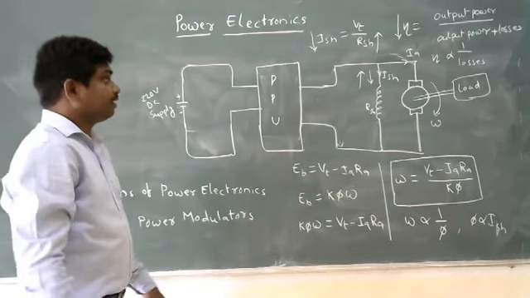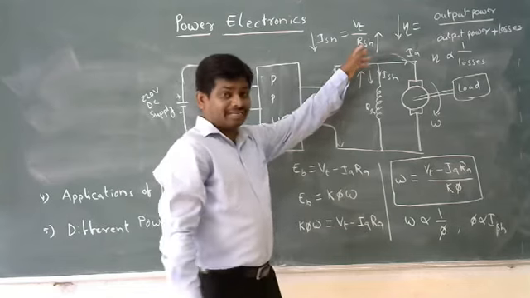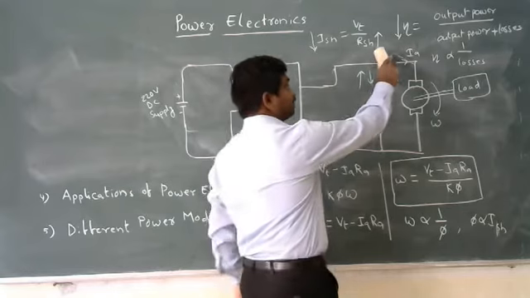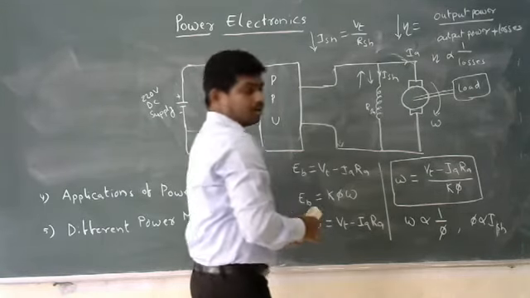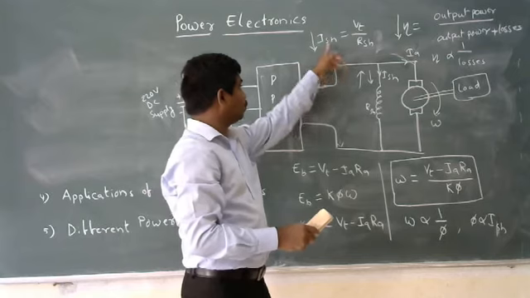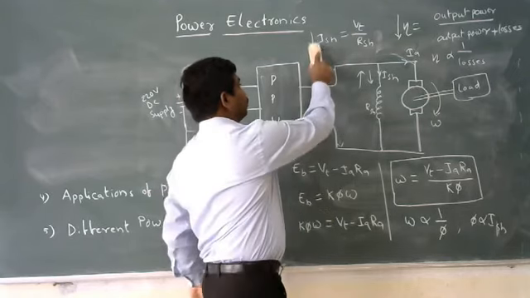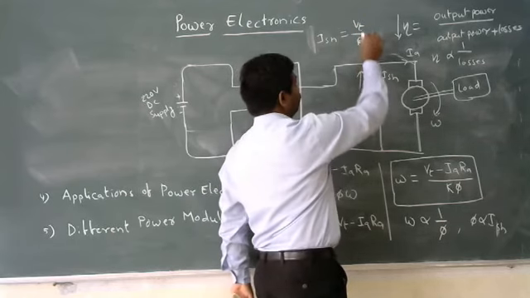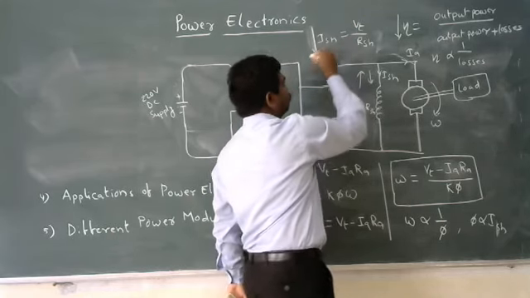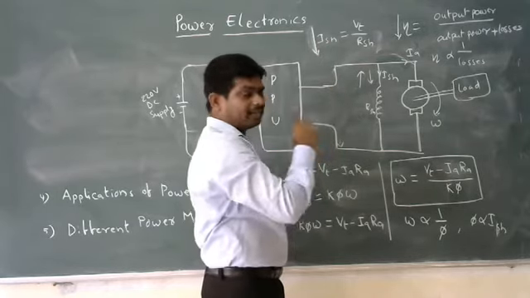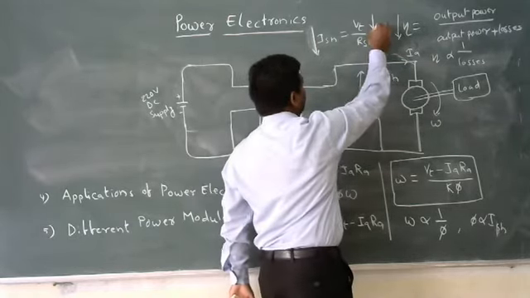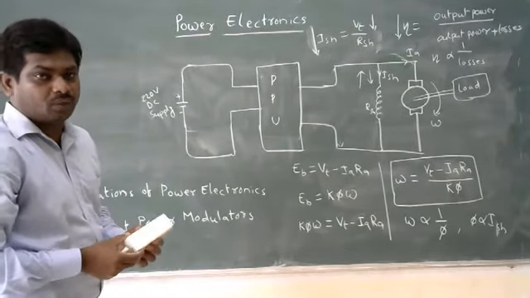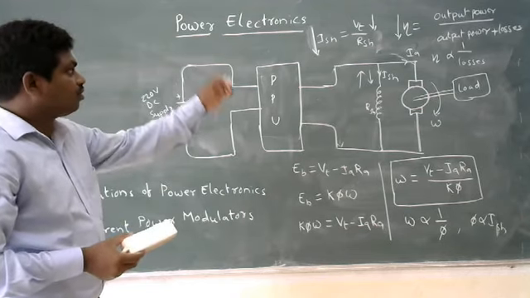Instead of varying the shunt resistance by adding external resistance to this RSH, I don't touch this RSH. I want to change the current flowing through the shunt branch. The only option is by varying the terminal voltage. Suppose I want to reduce the current flowing through the shunt branch, I just vary the terminal voltage by reducing it, because the shunt current flowing through the shunt branch is directly proportional to the terminal voltage. That's why I'm going to reduce the terminal voltage.